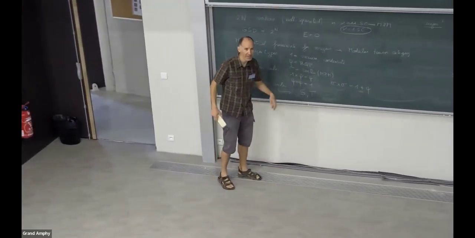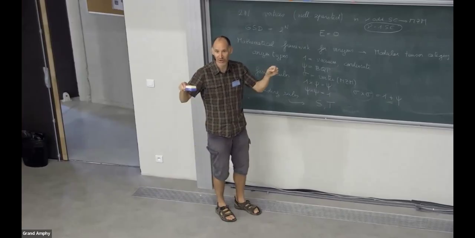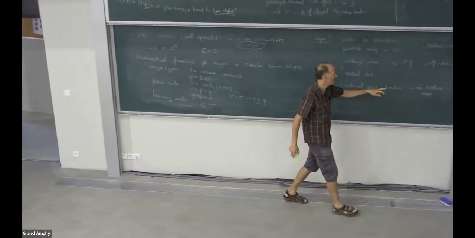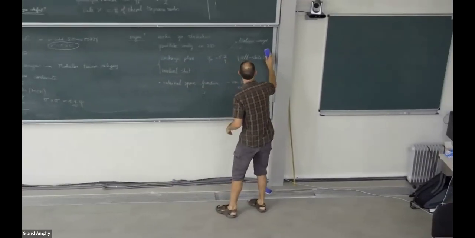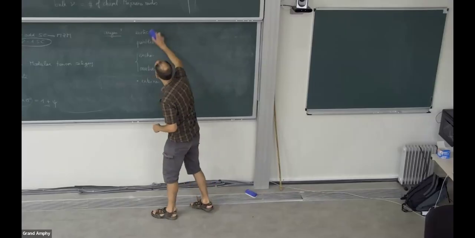And the T matrix is very simple. It's a diagonal matrix, and it only contains the phase of the particle when you exchange them. So it only contains self-statistics. So maybe I should give an example.